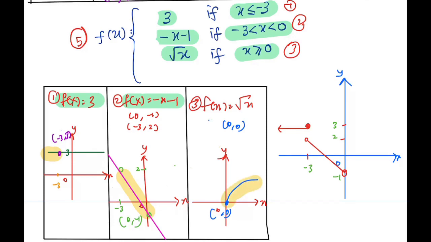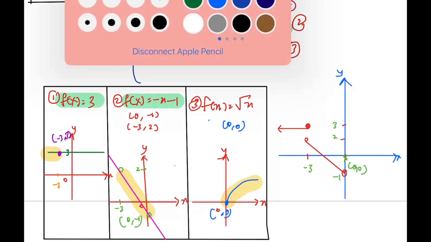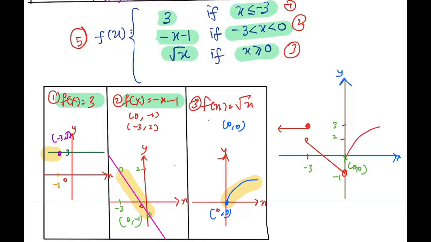As usual, let's transfer the point. So now let's transfer this point here, (0, 0). And after that, let's transfer the shape. It will go towards your right. Since this is the last function, let's make an arrow here. It indicates that we will go to positive infinity.